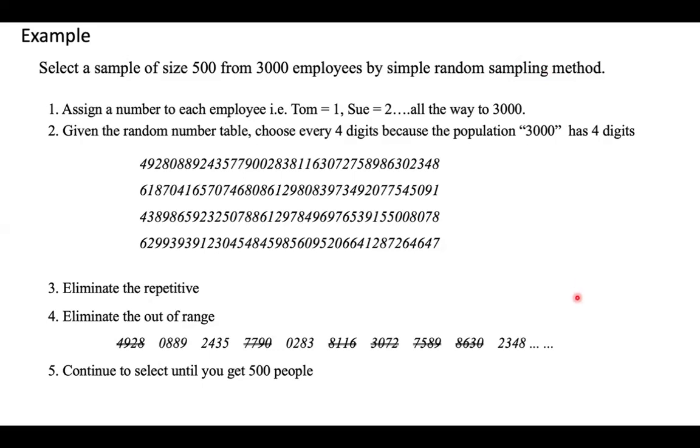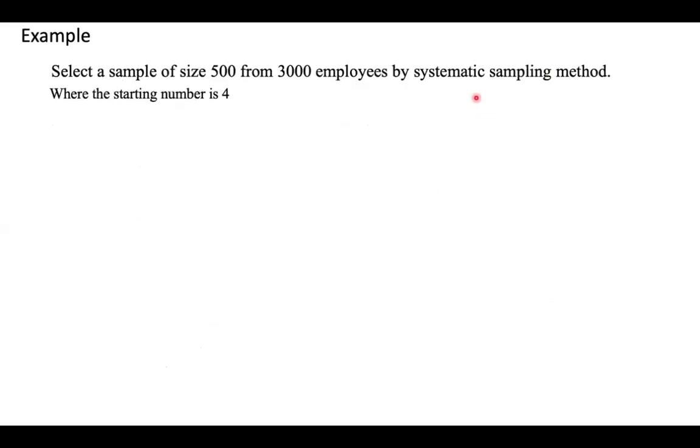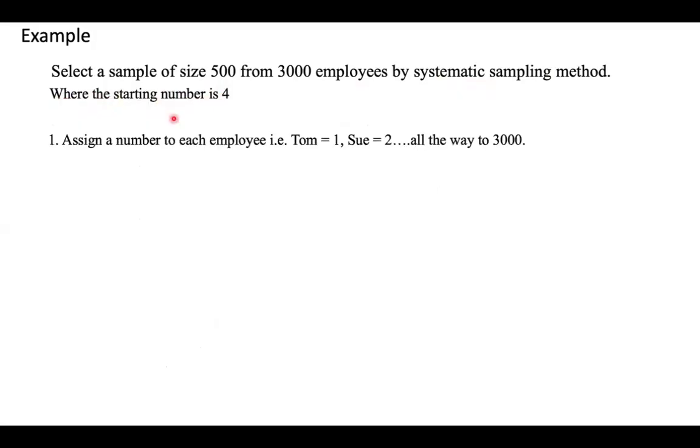And now let's move on to systematic. So we do exactly the same thing, and we have this extra piece of information given to us, where the starting number is a 4. So first, same thing, we assign a number to each employee. Again, Tom, if we have Tom first, then we put a 1, Sue second, then we have 2, and so on and so forth, all the way to 3,000.